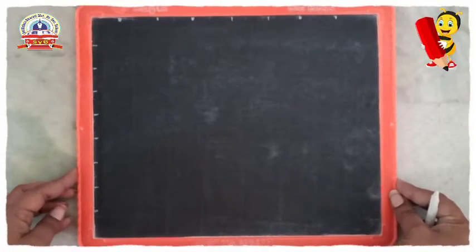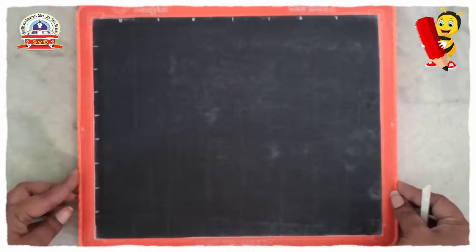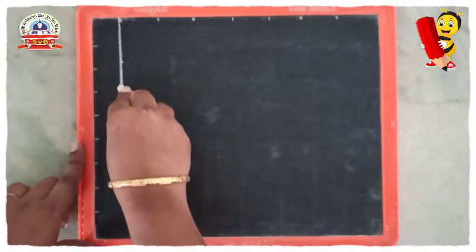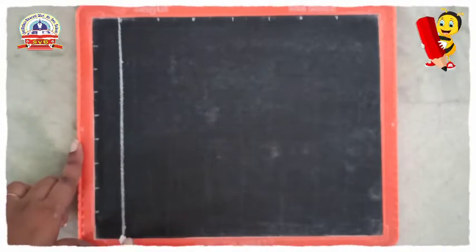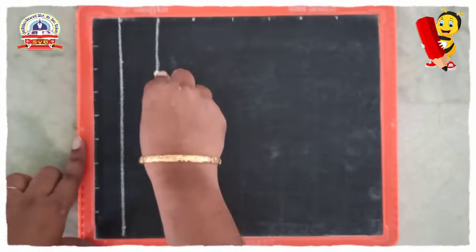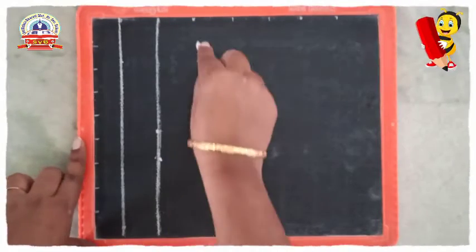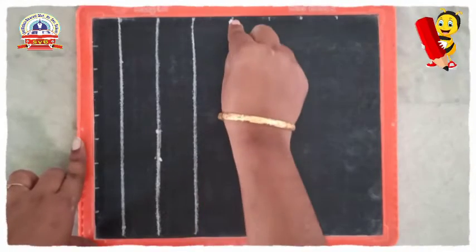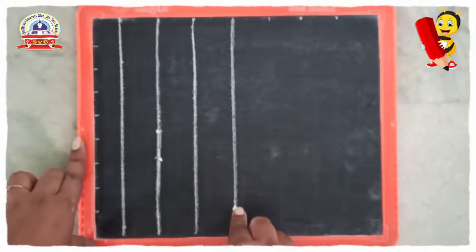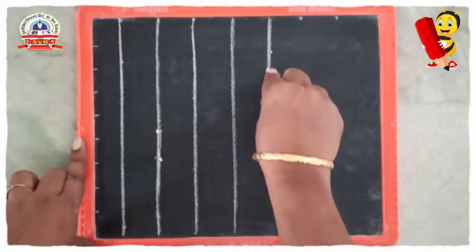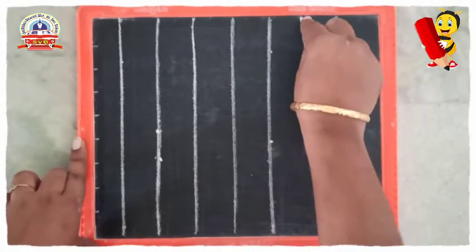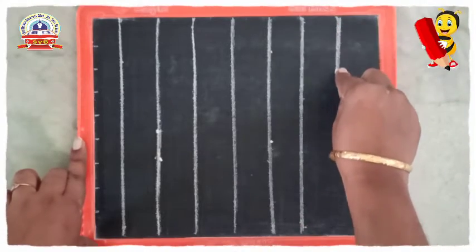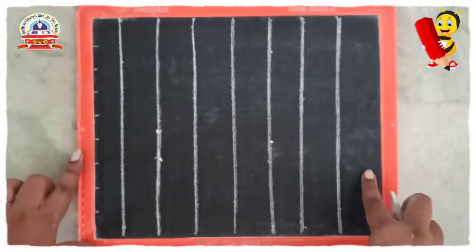First we have to draw the columns. First column, second column, third column, fourth column, fifth column, sixth column, this is 7 and 8th column.